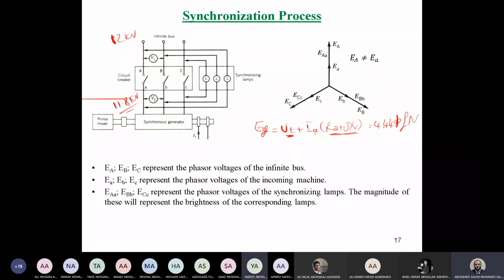Also current, we cannot access the current because the current will be absorbed by the load. So we have no access to current. We should find some other thing. We have V_T left.